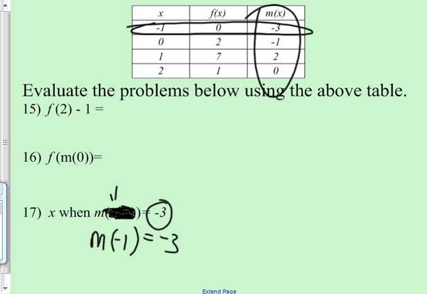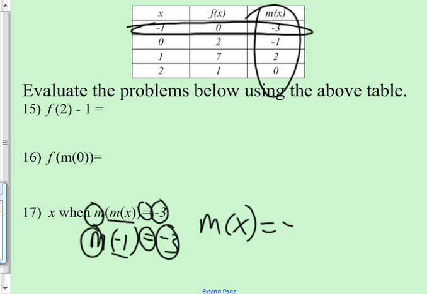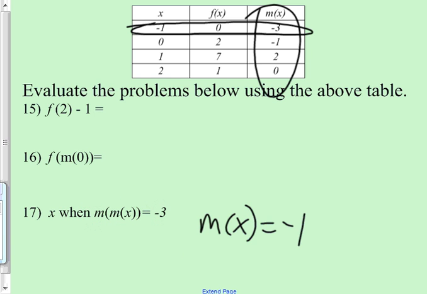Nope. I still have the mystery thing that I have blotted out to keep it from distracting me. And so now I can say that if this is the same as this, and this is the same as this, and this is the same as this, then m of x must be equal to -1. Still not done yet, but I've got a very important statement. M of x is -1. Once again, they did not tell me x. So I have to go find the m function. And m of x has to equal -1.